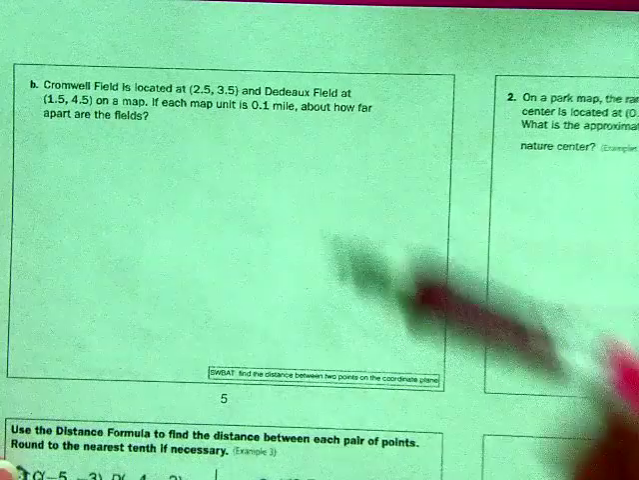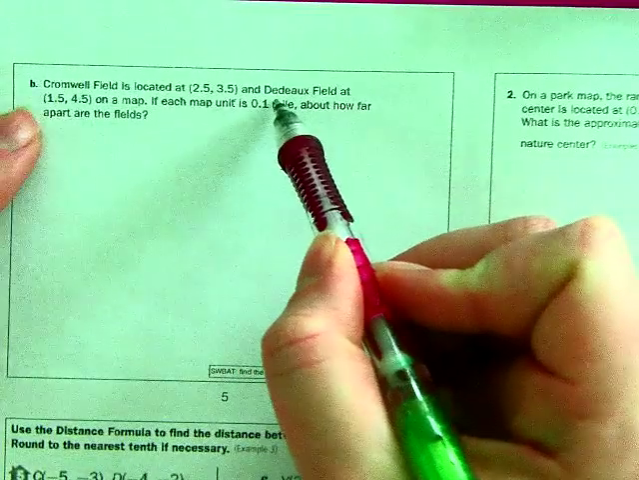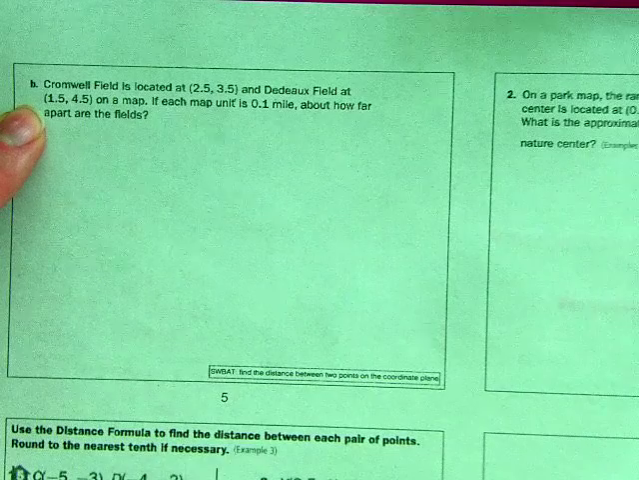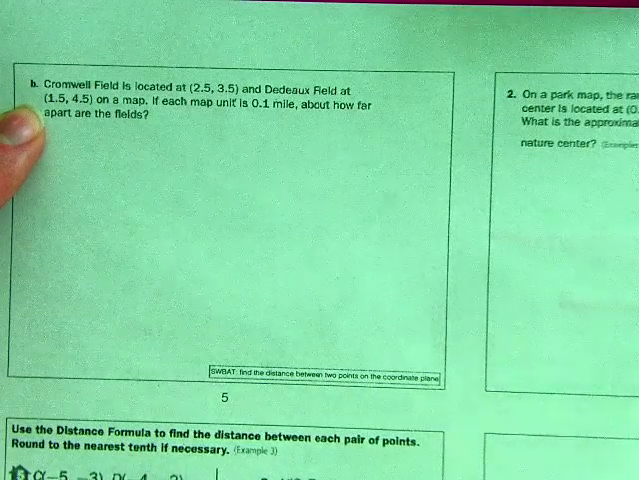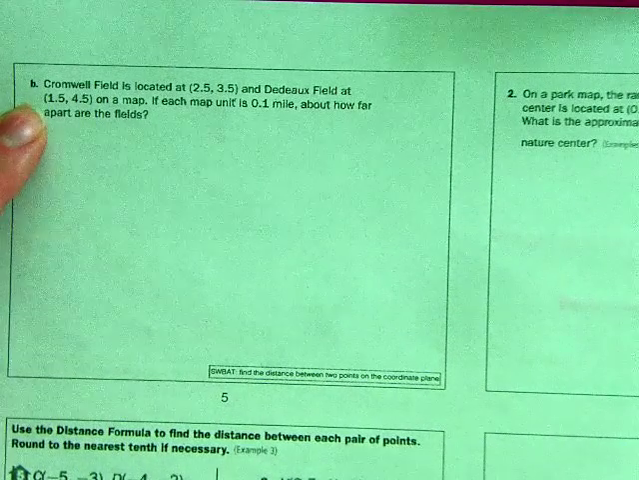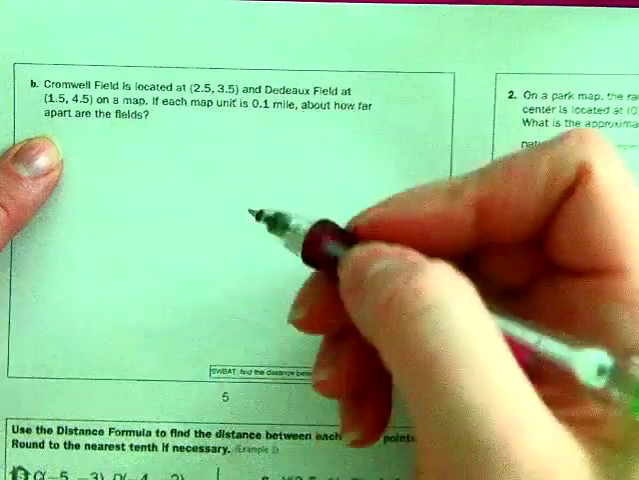Cromwell Field is located at this ordered pair and Drudeau Field at this ordered pair on some map. If each map unit is 0.1 mile, about how far apart are the fields? So we need to figure out the distance between these two.